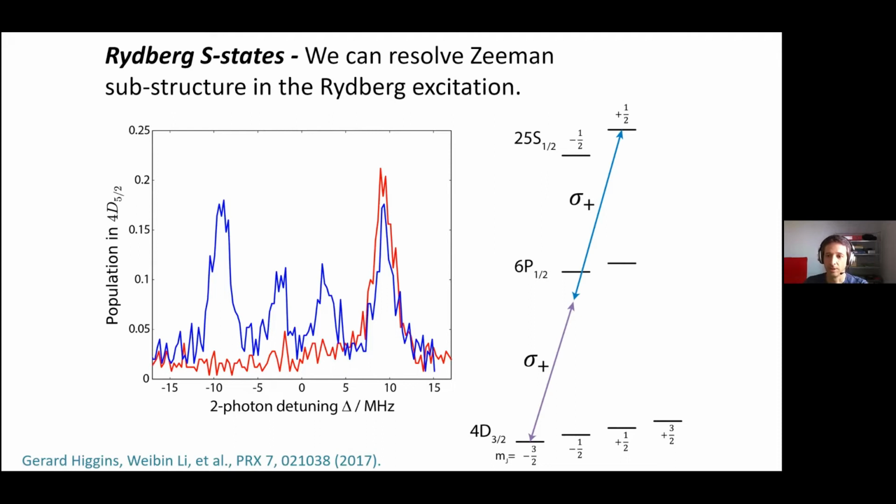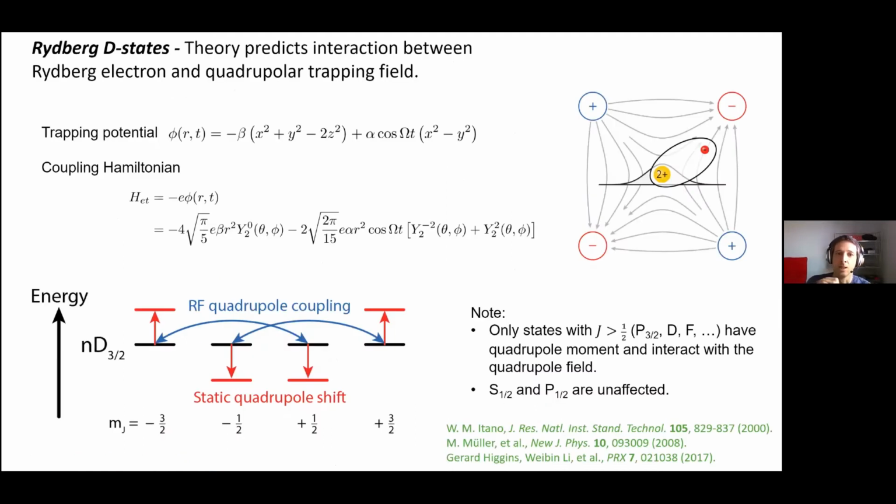If you select a specific polarization of your laser only, then you can only drive one of these transitions, and you only see one resonance. If you go instead to Rydberg D states, then the thing gets a little bit more complicated.